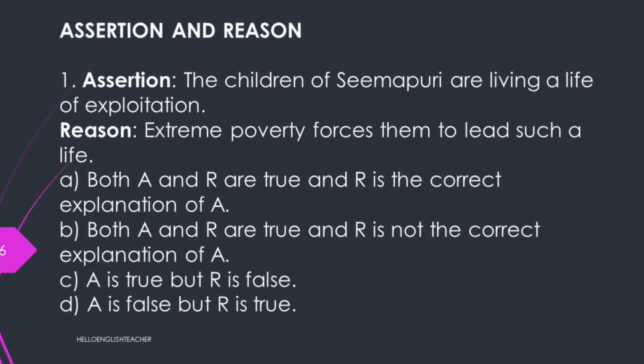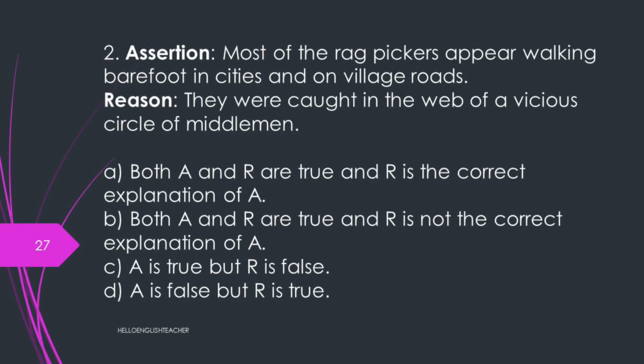So let's look at some assertion and reason questions. Assertion: the children of Seemapuri are living a life of exploitation. Reason: extreme poverty forces them to lead such a life. So here the answer is A, which is both A and R are true, and R is the correct explanation of A. Second question, assertion: most of the rag pickers appear walking barefoot in cities and on village roads. Reason: they were caught in the web of a vicious circle of middlemen. So here the answer is C. A is true but R is false.